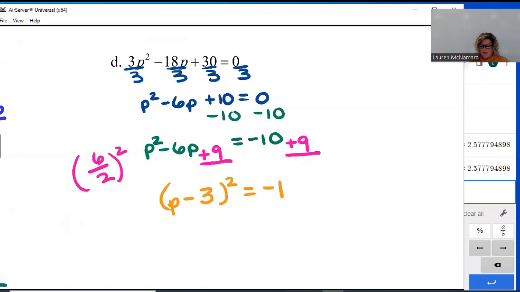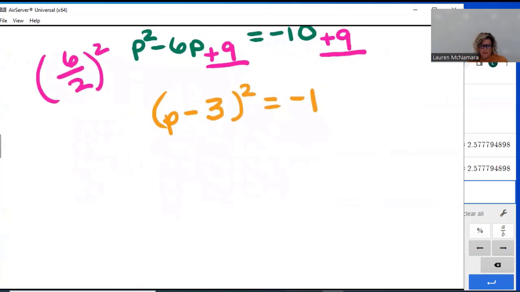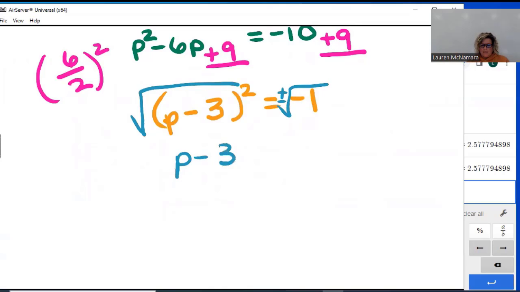Now I have a perfect square equals a -1. I want to unsquare it. How do I unsquare a perfect square? Take the square root of both sides. Don't forget about a plus and a minus. P minus 3 is equal to positive negative i.